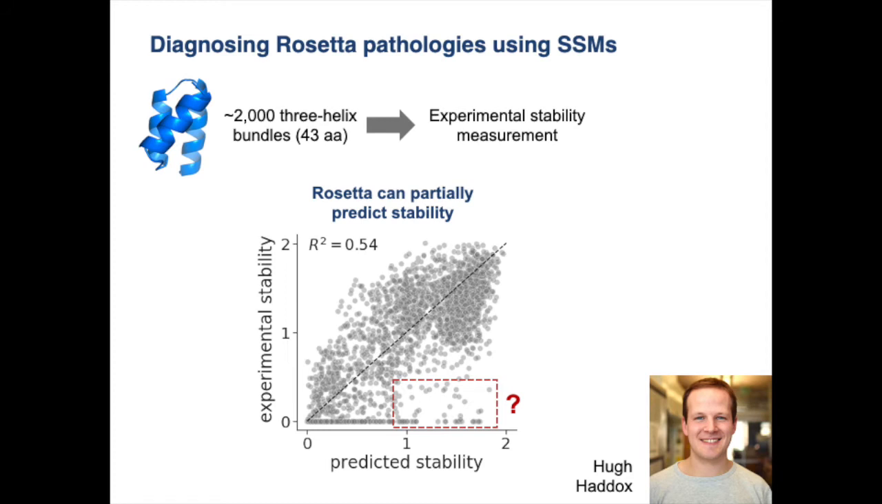Now, the third way that the Baker Lab uses this site saturation mutagenesis data is in order to try to identify and fix systematic problems with Rosetta. And I think this is so cool. Shout out to Hugh, who's a postdoc who has done really amazing work in this area. This is all sort of his design. This is a very clever way to go about it.